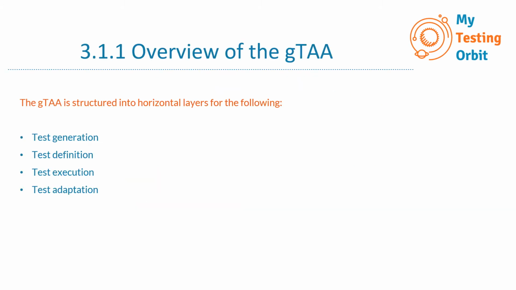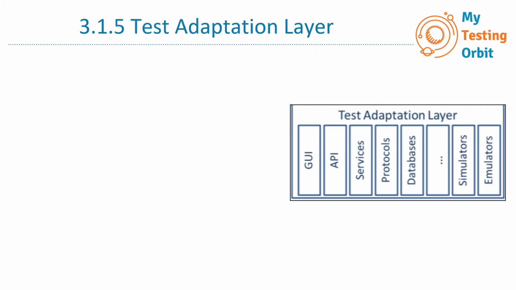So far we have covered the first three layers of a generic test automation architecture, which are test generation, test definition, and test execution. Today we will be going through the last layer, which is the test adaptation layer. First of all, let's try to understand what the function of this test adaptation layer is in a test automation architecture. This layer basically provides the required code to adapt the test scripts to several components, interfaces, etc. of the system under test.